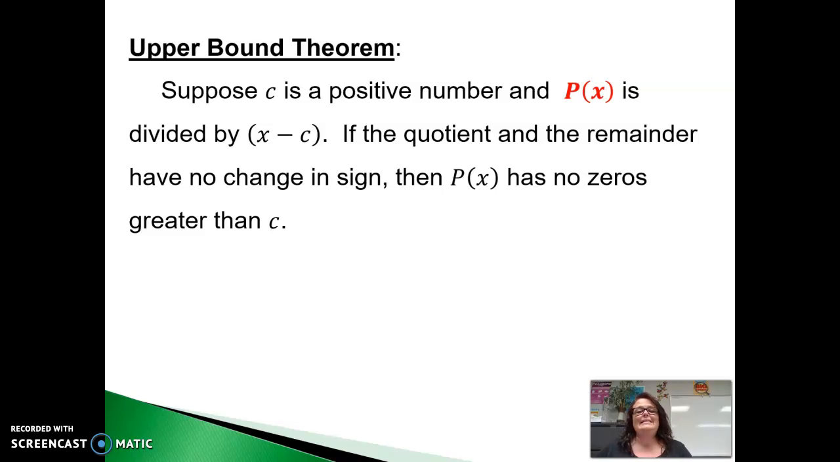So suppose c is some positive number, so it could be 3, 5, 10, whatever you want it to be, and the polynomial p of x is divided by x minus c, meaning that you're plugging c into the synthetic division. If the quotient and the remainder have no change in sign, then p of x has no zeros greater than c.